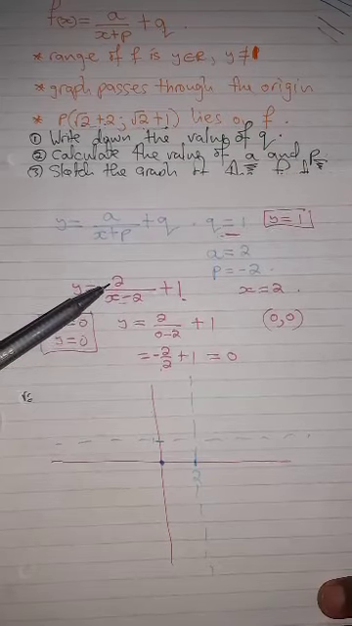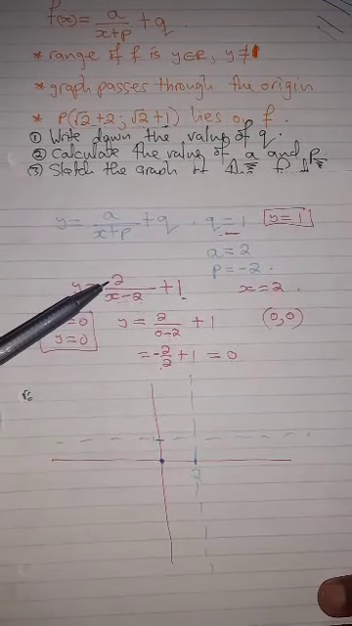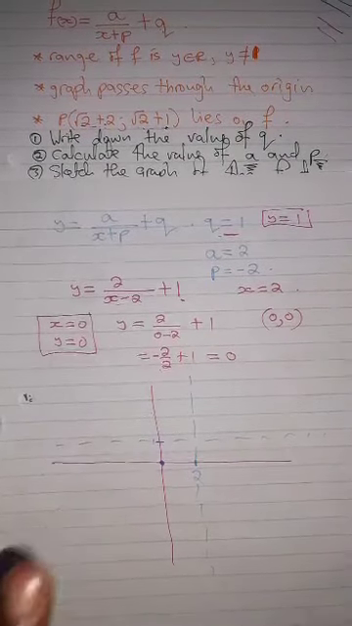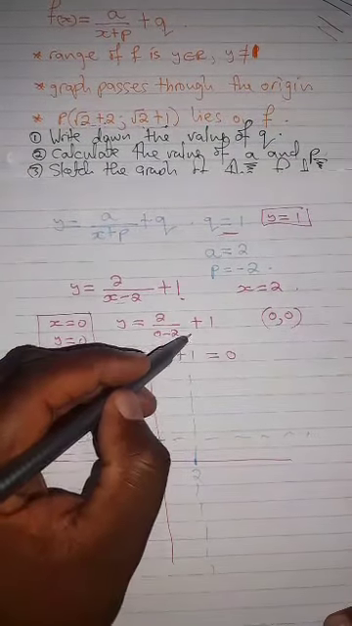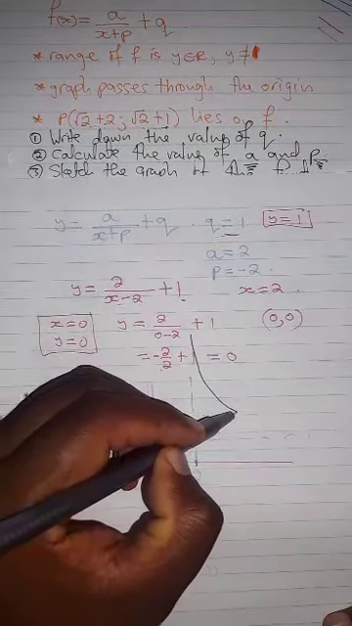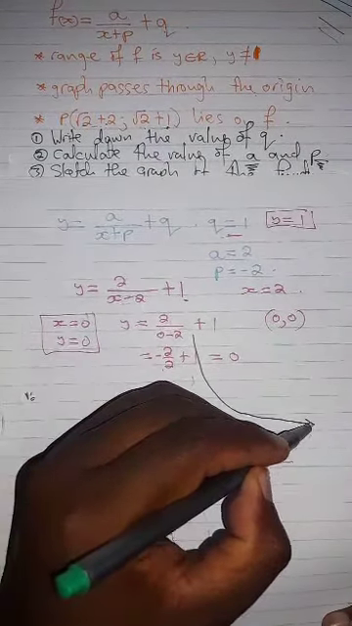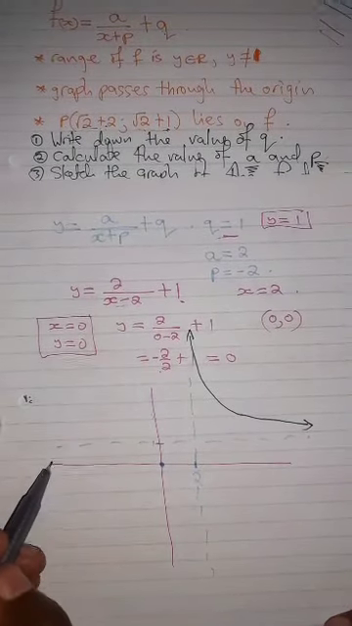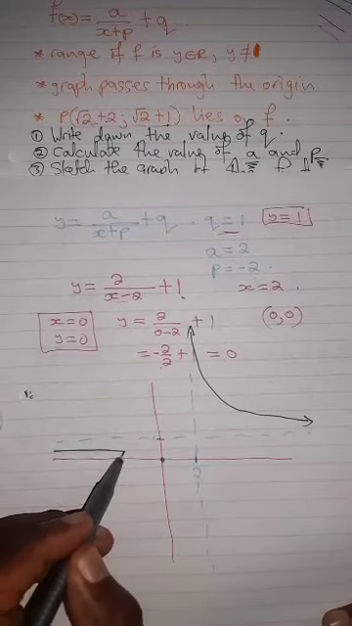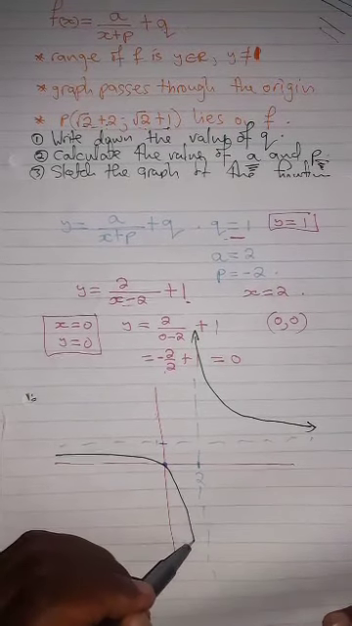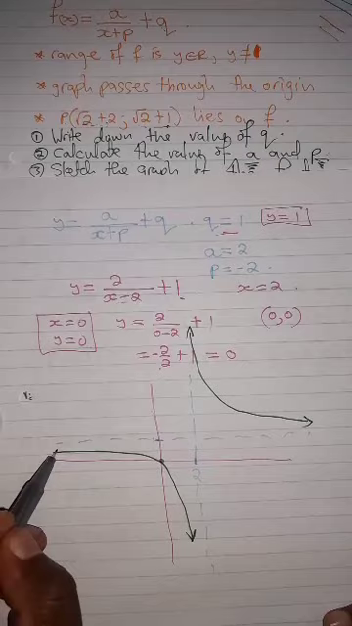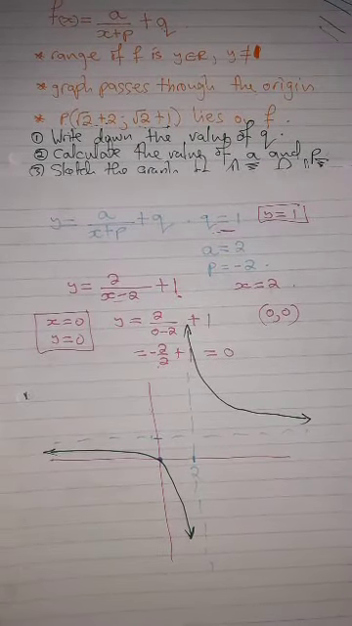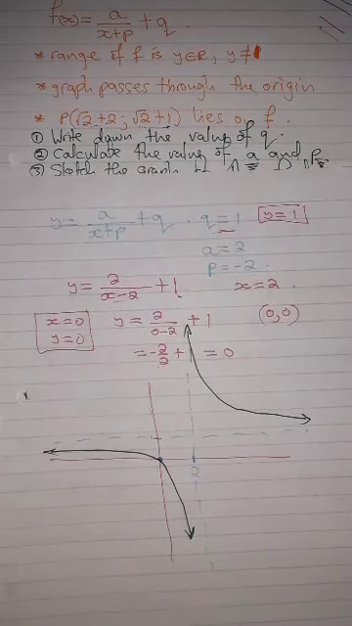And remember, my a is positive. When a is positive, it means your function will come in the first and the third quadrant. There it is. It goes up to infinity. And here, there it goes also down to negative infinity. This is our function, right?